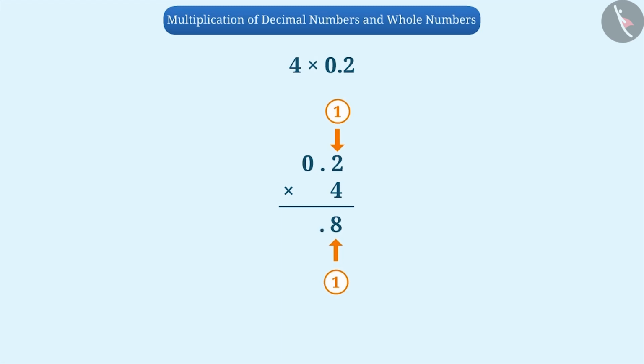Since there is only one digit here, we will place the decimal point before this. Since there is no whole number before the decimal point, we will place 0 before it. Therefore, we get the value of 4 multiplied by 0.2 as 0.8. Similarly, can you obtain the value of 2.005 multiplied by 6? Pause the video and try to solve this.